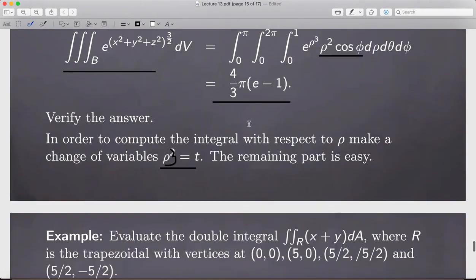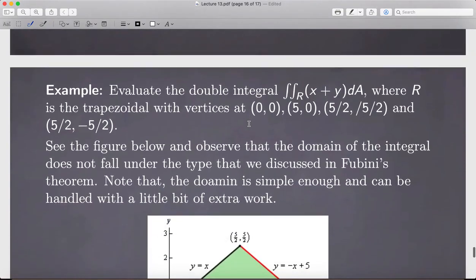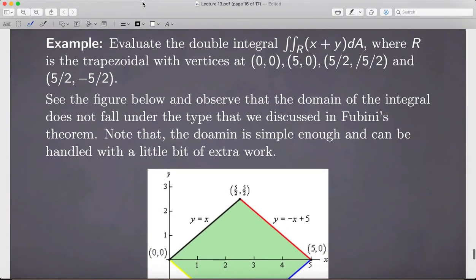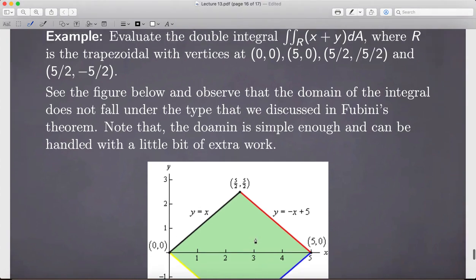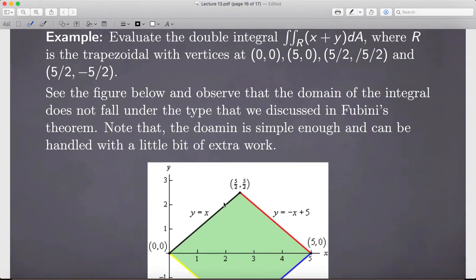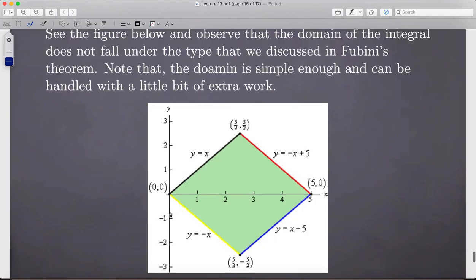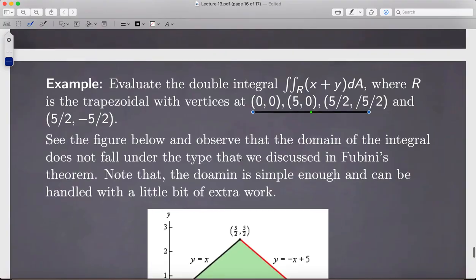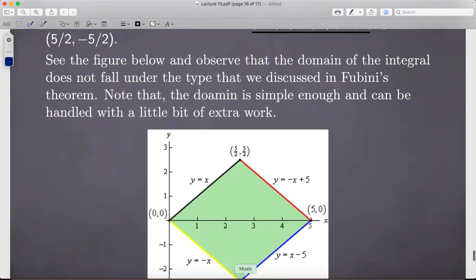Now, finally, I give you one more example. This is for a double integral. This is no longer a disk or a ball, but it is again just a combination of lines. Suppose I have a trapezoid with vertices at these points. It is better to look at this picture. Suppose this is our domain of integration, and we want to integrate the very simple function x plus y over it.